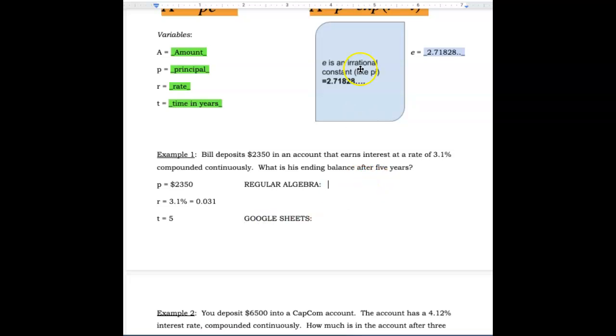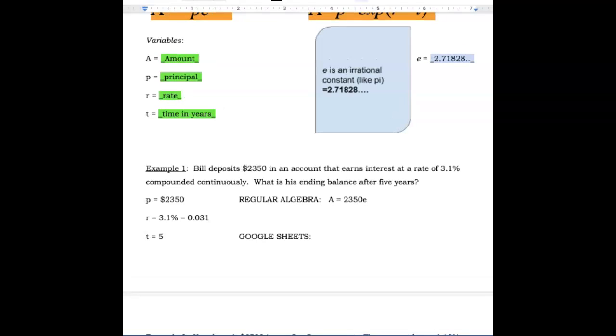So in regular algebra, this would look like this: A equals P E, raised to the R times T. And that would be how you type it into a calculator. But on Google Sheets, we're going to go 2350 times EXP, parenthesis 0.031 times 5. So this is how it will look in Google Sheets.